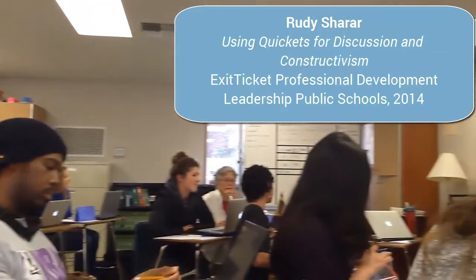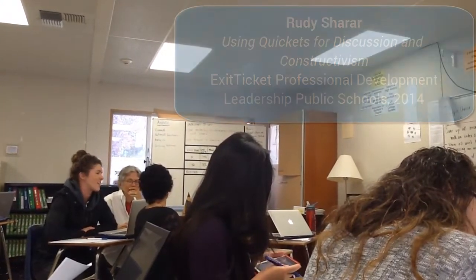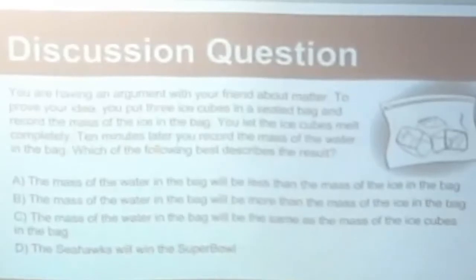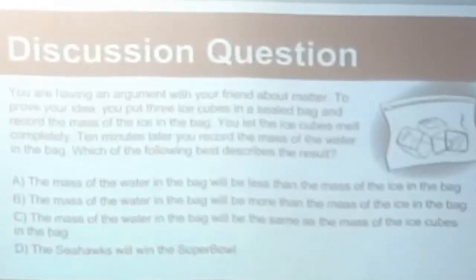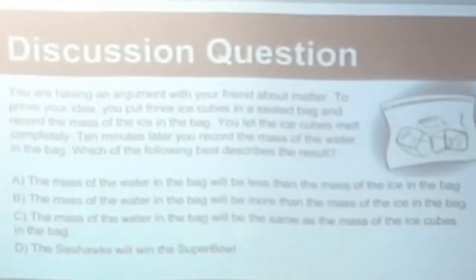You're having an argument with your friend about matter. To prove your idea, you put 3 ice cubes in a sealed bag and record the mass of the ice in the bag. You let the ice cubes melt completely. 10 minutes later, you record the mass of the water in the bag. Which of the following best describes the result?